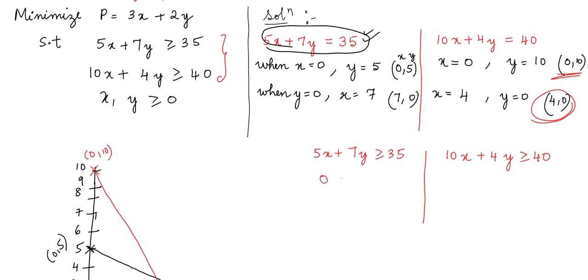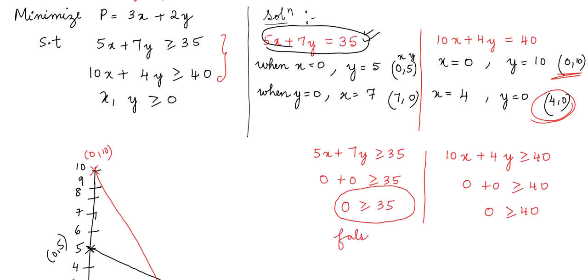When I substitute here, I get 0 plus 0 greater than or equal to 35, which is nothing but 0 greater than or equal to 35. Similarly here, when I substitute x and y equal to 0, I get 0 greater than or equal to 40. Here you need to check whether the conditions are true. 0 greater than or equal to 35 cannot be true, right? So this is a false statement. Similarly here, 0 is greater than or equal to 40, also a false statement.